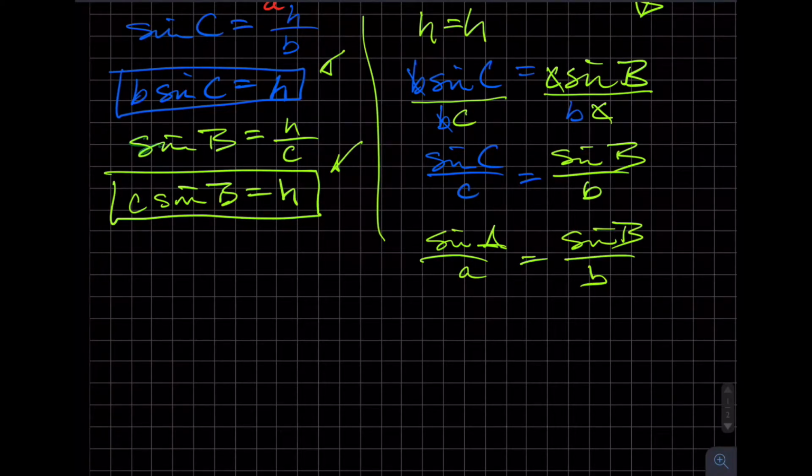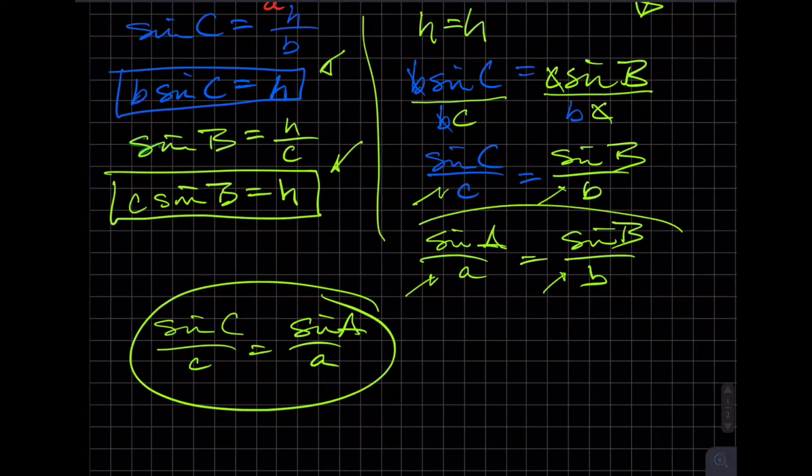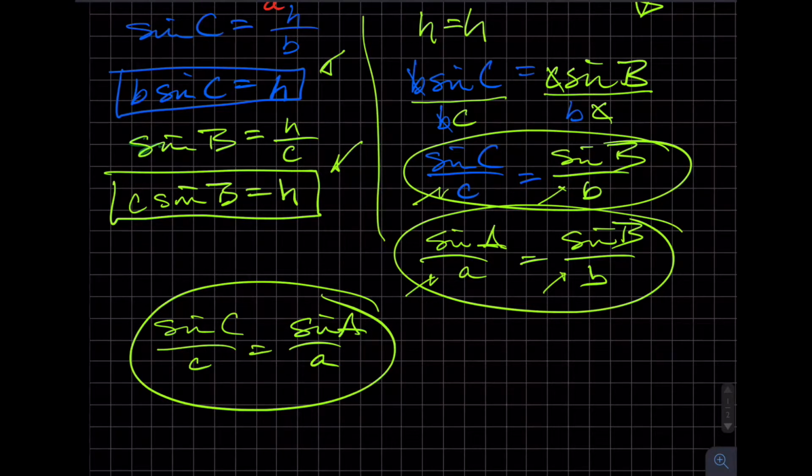But if sine C over c is equal to sine B over b, and sine B over b is equal to sine A over a, then via the transitive property, sine C over c is equal to sine A over a. With these three equations, we have the law of sines. You would always use them in this format, a fraction equals a fraction, that is, a proportion. The law of sines is just proportions, taking advantage of the proportionality of triangles.